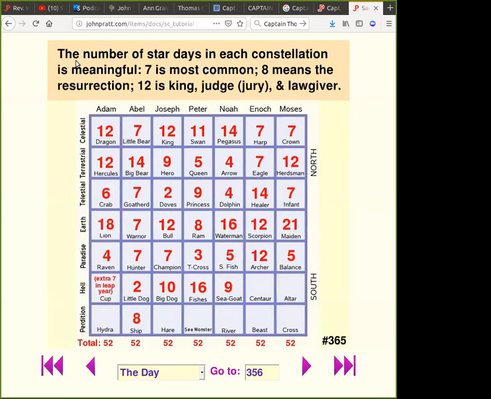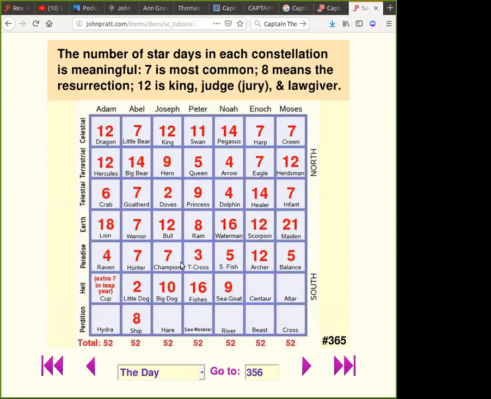The number of stars in each constellation is meaningful. Yeah, that's important. 7 is the most common, and that's the number for a complete man, usually complete, like a warrior, the goat herd, the little bear, the champion. They each have 7 stars, the hunter. 12 tends to be judges. The dragon is a judge, Hercules. The scorpion is the judge, is 12. The archer, anyway, the numbers are symbolic.